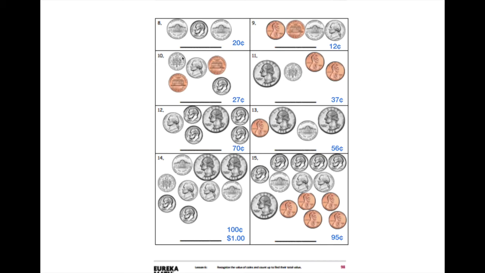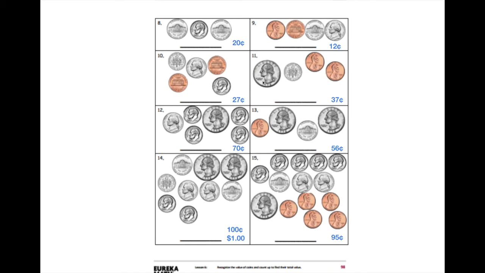Then for 10, I go ahead and start with my dimes. They're my biggest coin here. So I have 2 dimes, so that's going to be 10, 20, and then plus 5 is 25 cents. And then count on 2 more, 26, 27. So this is going to be 27 cents.